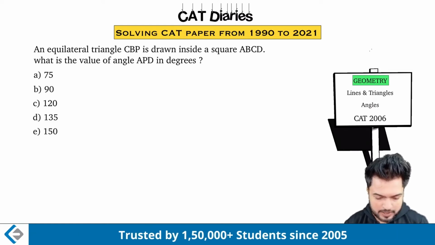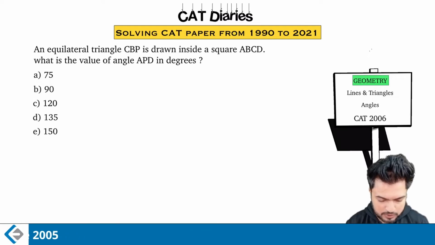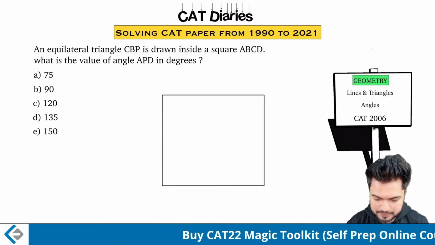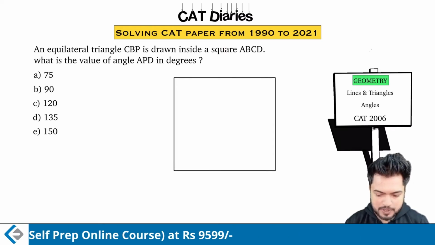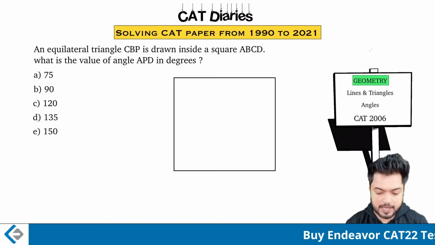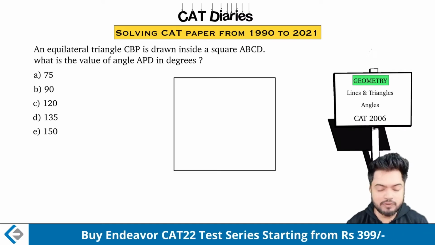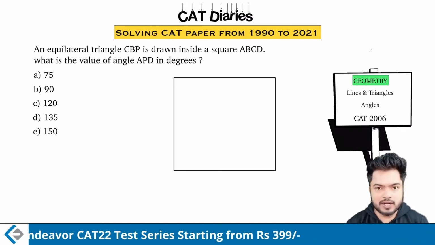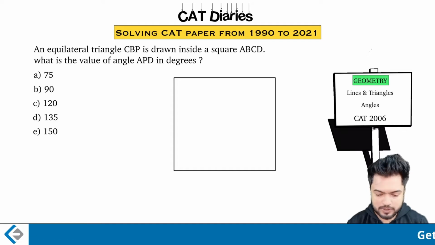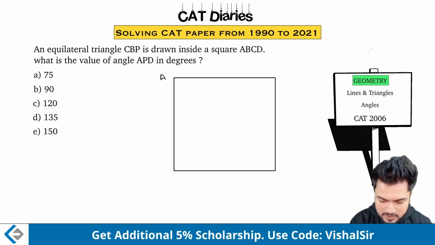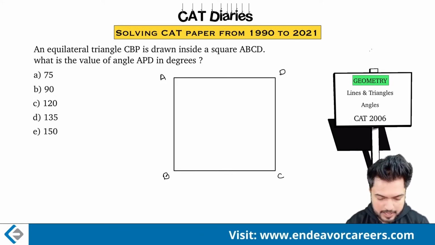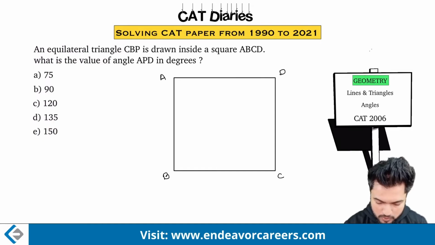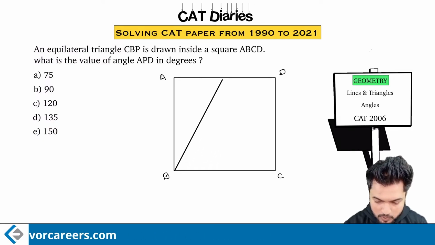There is a square here, ABCD. So let me first make a square. This is the square ABCD. An equilateral triangle CBP is drawn inside the square. So what is the equilateral triangle? CBP. I'll write A here, B here, C here, and D here, so that I can easily create an equilateral triangle from here. So I'll create an equilateral triangle which is like this. From here I'll go here. But is there a problem? Can I touch it here like this?